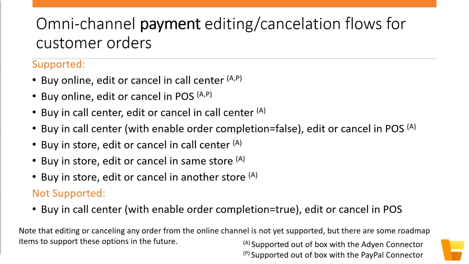So I won't read all of these scenarios that we support. As I mentioned, it's exhaustive. One thing that I mentioned previously is what's not supported, and it's almost easier to call that out, because there's really only one scenario: buy in call center with enable order completion set to true, and then editing or canceling that order in the point of sale. As I mentioned, that's something that we want to support in the future. It's just not supported today.